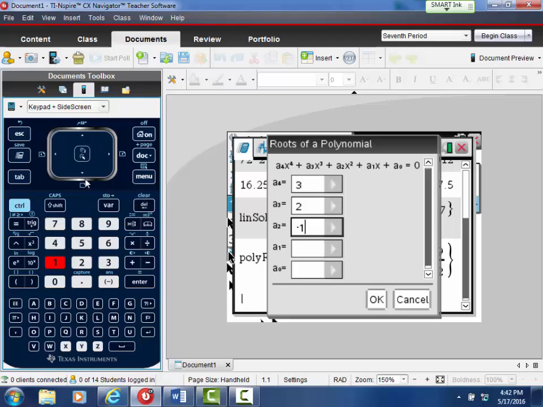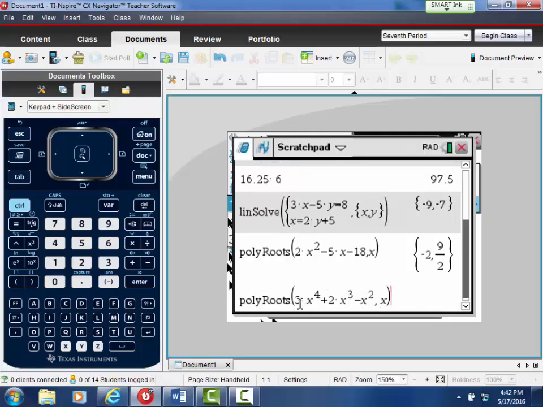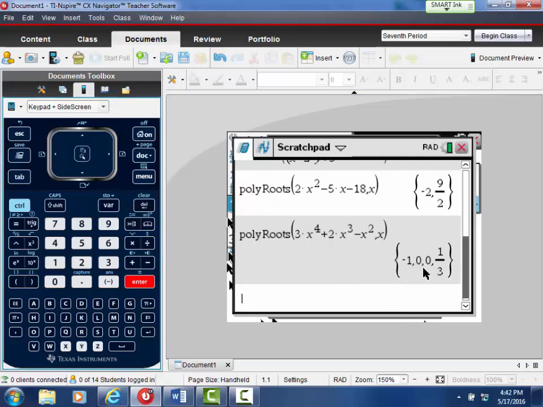Okay, now I don't have any other values, so I have to place zeros in those two spots because I don't have an x and I don't have a constant. All right, so 3x to the 4th, 2x to the 3rd minus x squared, that's what I had written down. I hit enter, and these are my factors.